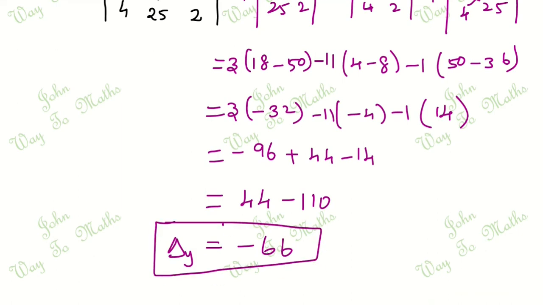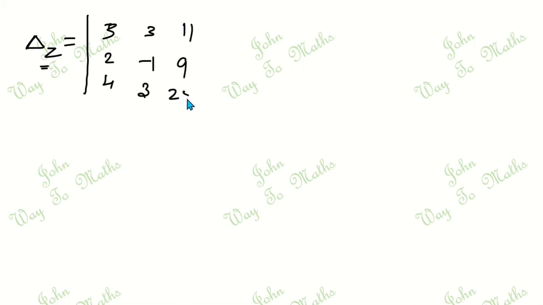Then next I am going to find del z. Del z becomes the determinant of, so the coefficient of x becomes 3 2 4. Then the coefficient of y becomes 3 minus 1 3. Then here, since z is given, the coefficient of z can be written as the constant matrix 11 9 25. So here I am going to give the symbols plus minus plus, which is equal to, first row only we are going to expand.